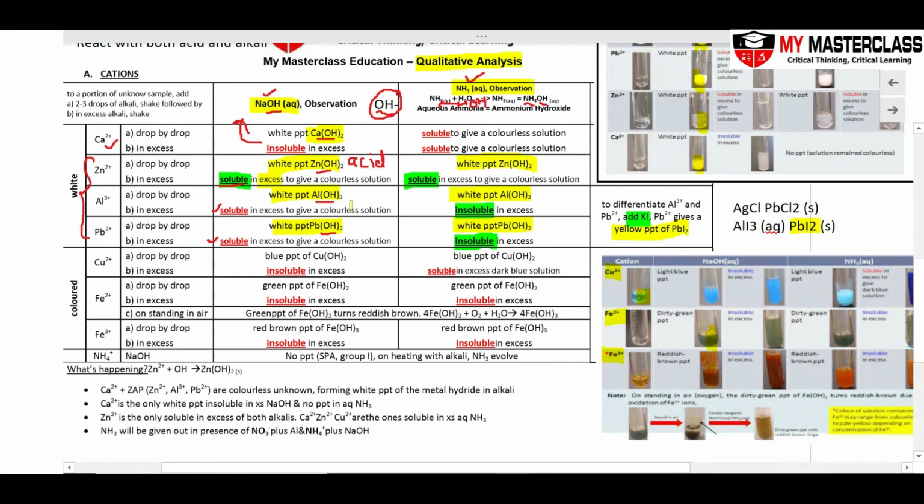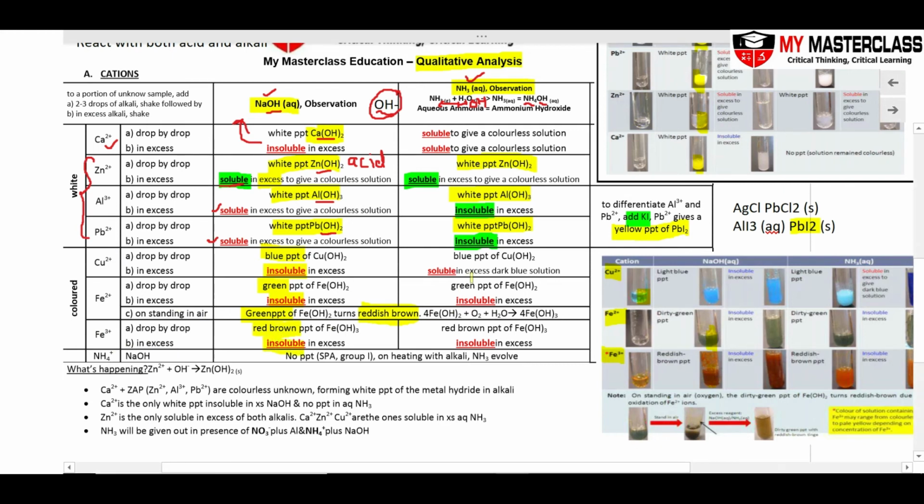Okay, so same thing, I add the alkali drop by drop. Copper is insoluble in excess sodium hydroxide, gives a blue precipitate. Iron 2 is insoluble, gives a green precipitate, and if I leave the iron 2 ions to stand, the green precipitate will get oxidized with oxygen and water in the environment to give me reddish brown, which is my rust. And then iron 3 itself is a red brown precipitate. This is the rust itself, and it is insoluble in excess.